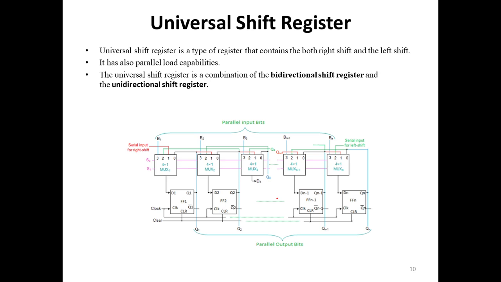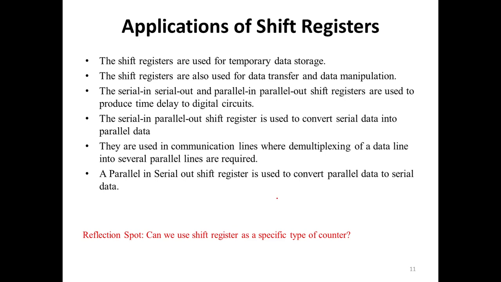So students, here we have discussed all types of shift register. Now come towards the end, that is, what are the applications of shift registers. Shift registers are used for temporary data storage. These registers are also used for data transfer as well as data manipulation. When you want to convert serial data to parallel data, at that time also we can prefer the shift register. Also we can convert parallel data to serial data.